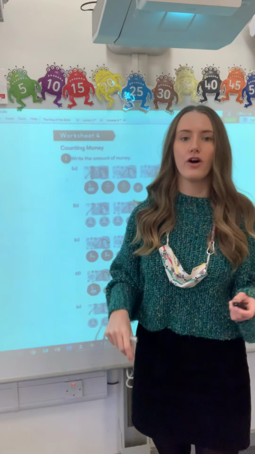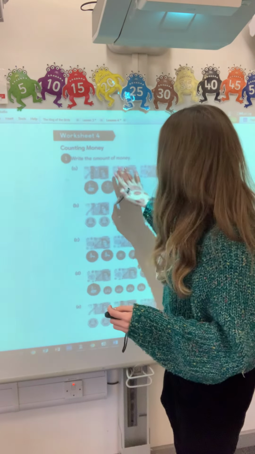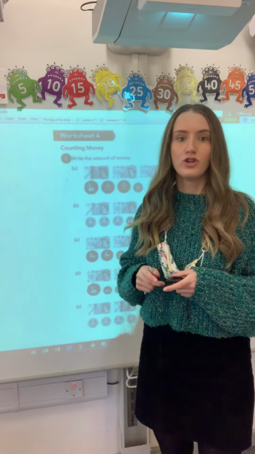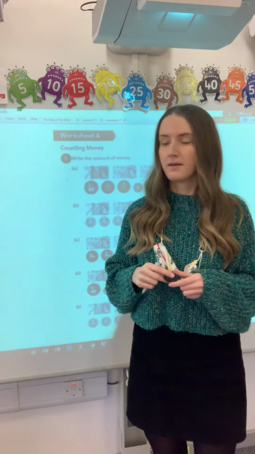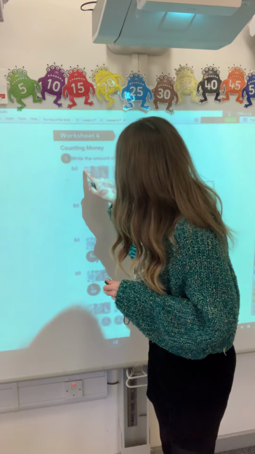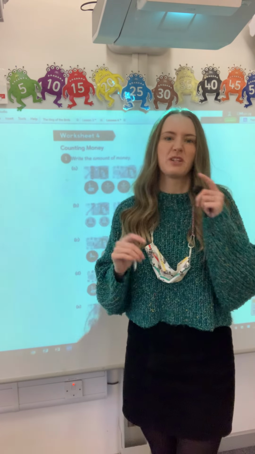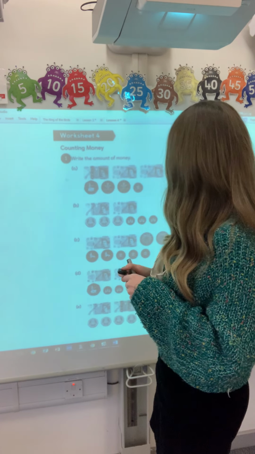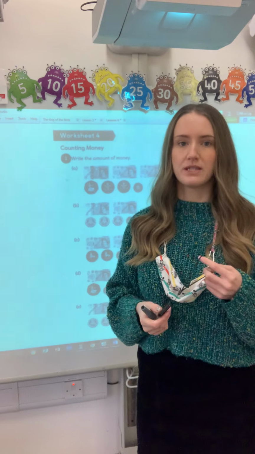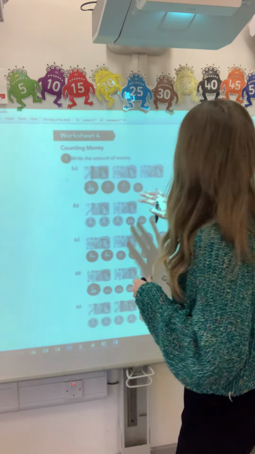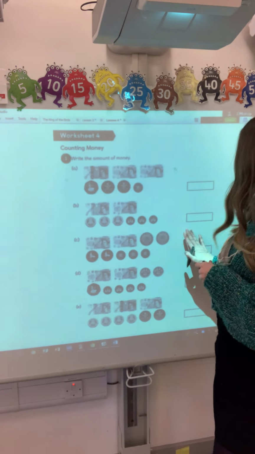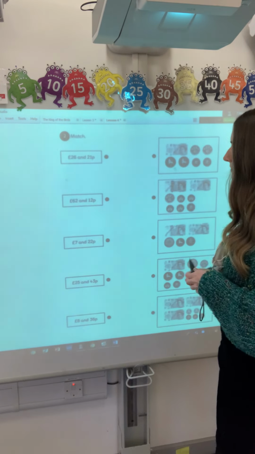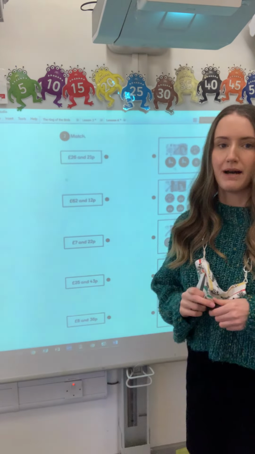Like I've said before, you need to be really careful because it isn't in colour and you've got to look carefully at what it says on the notes and the coins. Okay, so clearly here I can see there's a pound sign and a 20, so I know that that one is £20. So you've just got to look really carefully. Remember circling your pounds and counting the pounds first. So on this one, really straightforward, we're just writing the totals in the boxes. And then the second one, you've got to match up the total.